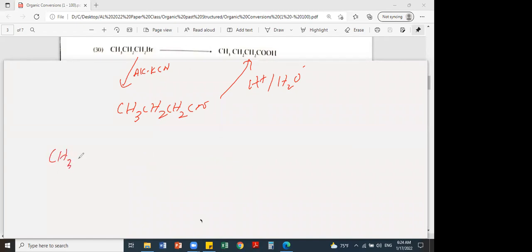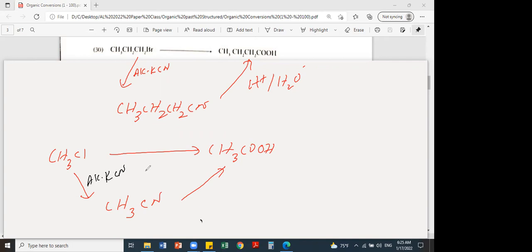Now imagine you want to convert CH3Cl into CH4. Imagine how to do this kind of conversion. There are 2 methods: Grignard reagent, or alcoholic KCN can also be used. Or else you can do this: CH3Cl to CH3CN, then this one into CH3COOH. So we use here alcoholic KCN and then H plus H2O. Is that correct? Did you all get it?